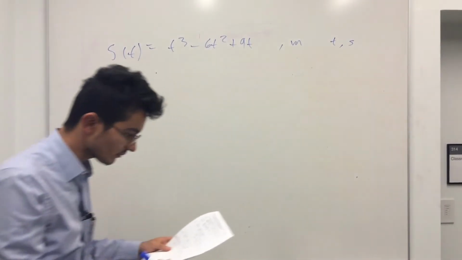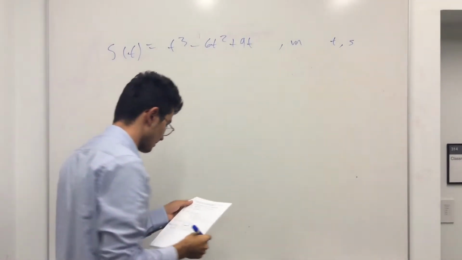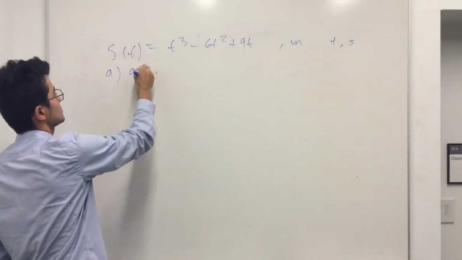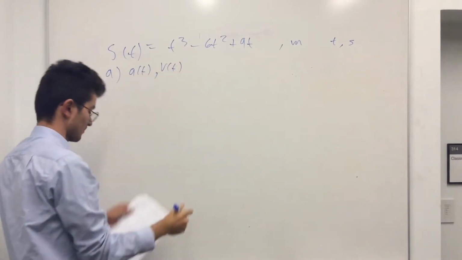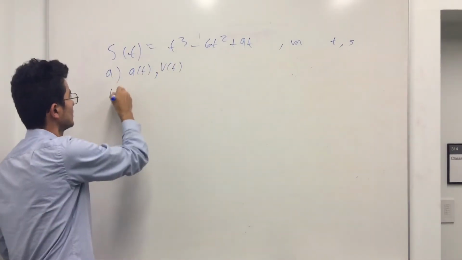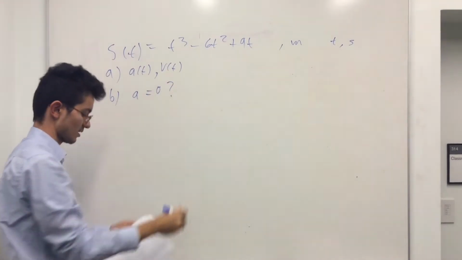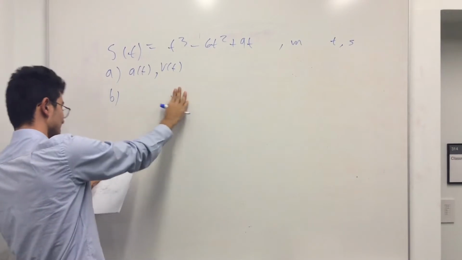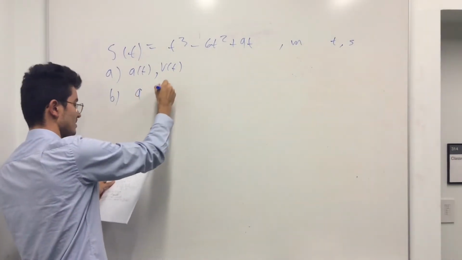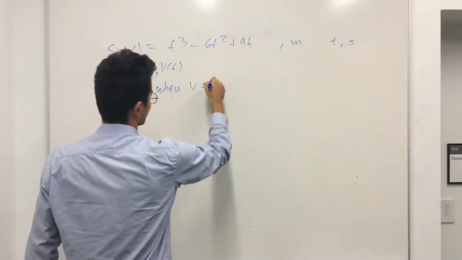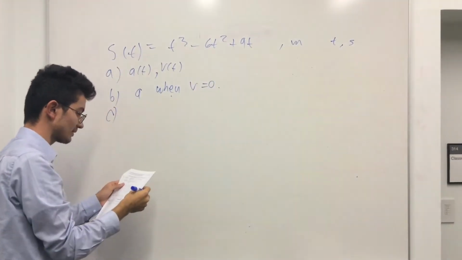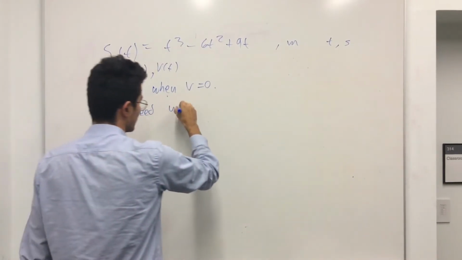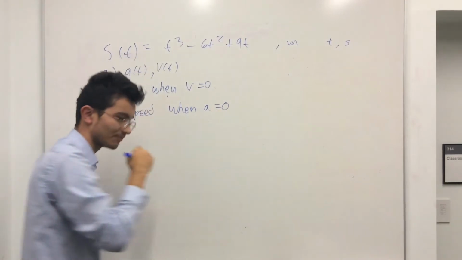So for part A, we're going to find the velocity and the acceleration functions. For part B, we're going to find the acceleration when the velocity is equal to 0. And for part C, we're going to find the speed, very different from the velocity, when the acceleration is equal to 0.